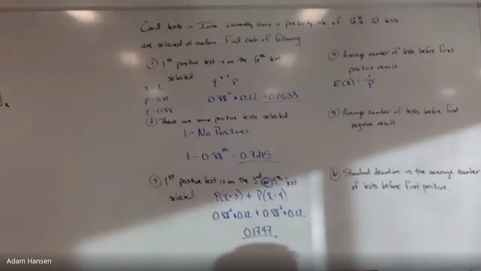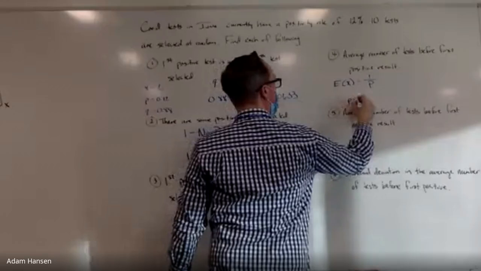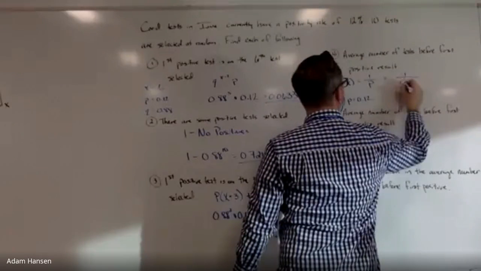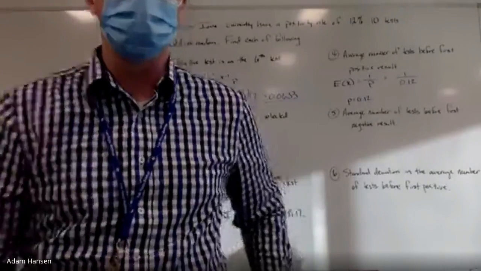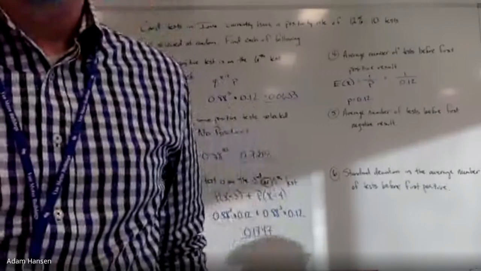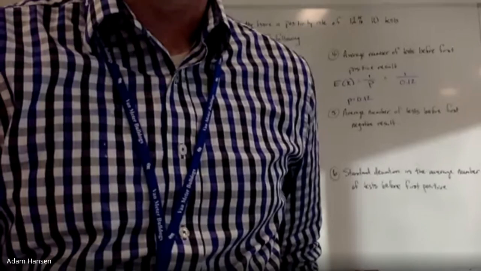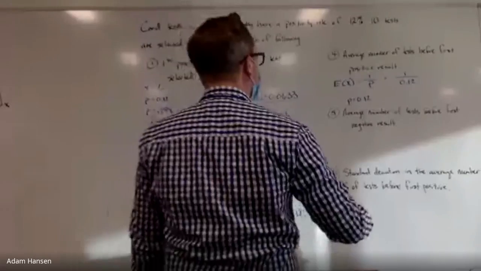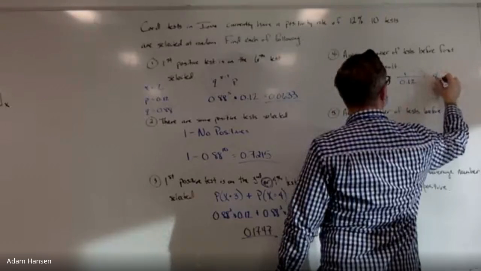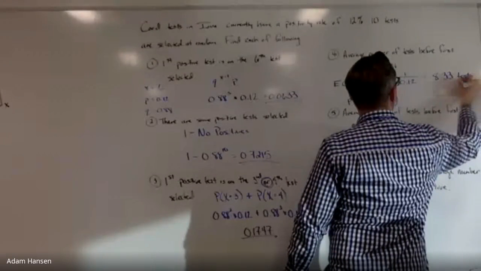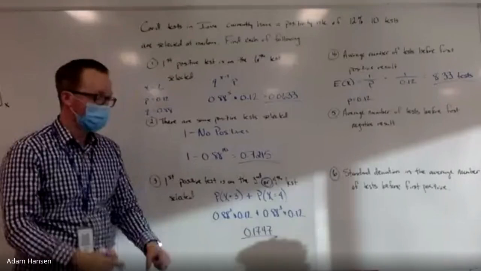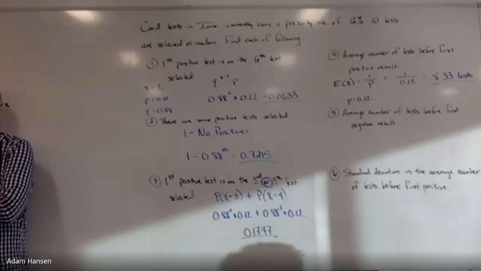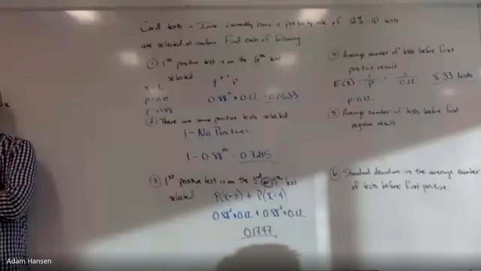What is p in this case? What is the chance of finding a positive test result? 12%. So take 1 divided by 12%. So on average, it's going to take about 8.33 tests before they find the first positive COVID test. Should take about 8.33 tests on average until finding the first positive test result.